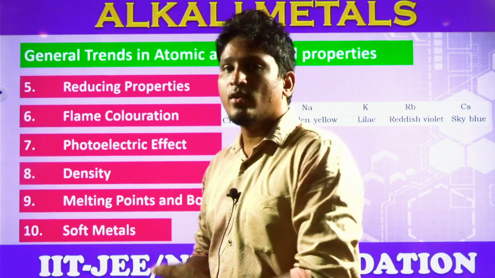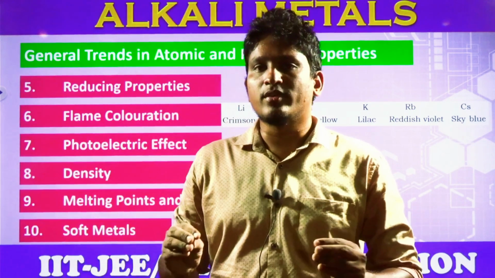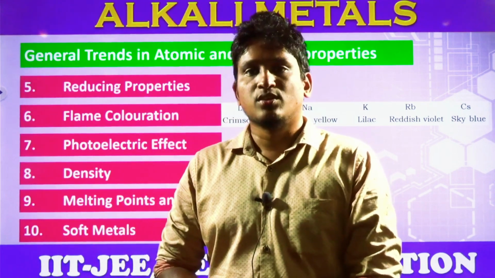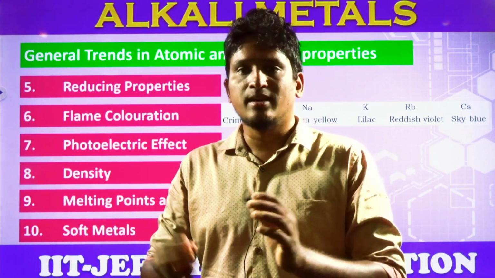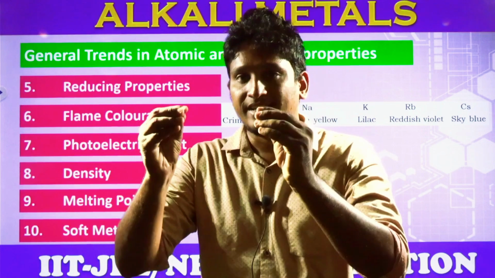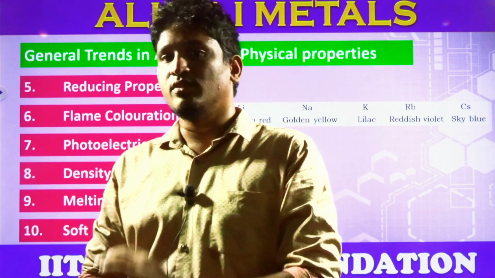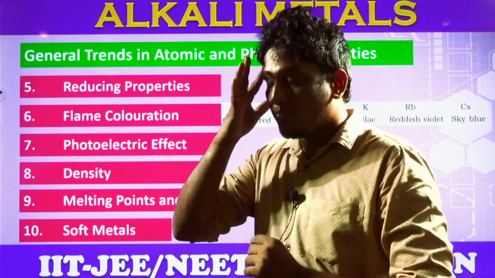Next, melting points and boiling points. What are melting points, students? Melting points and boiling points depend upon the forces of attraction between the atoms. So these alkali metals have low melting and boiling points, and from top to bottom, the melting and boiling points decrease slowly because of the least effective nuclear charge. They exhibit low melting and boiling points.